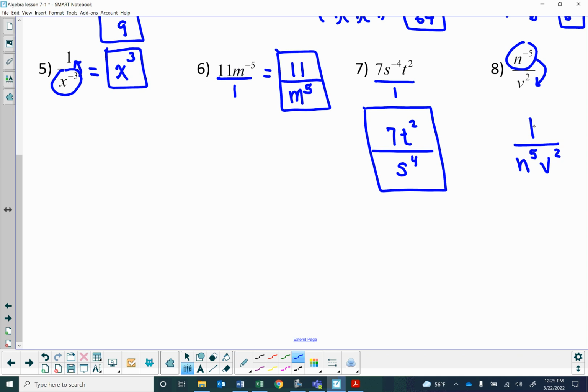Okay, because remember, n to the -5th is like saying 1 over n to the 5th, and we're multiplying that by 1 over v squared, so it becomes 1 over n to the 5th v squared. And I normally put my letters in alphabetical order when I write the answer, because that's typically how it is done in algebra. Get in the habit of doing that, because when we get into chapter 8, you will have to do that, because that's what standard form is.